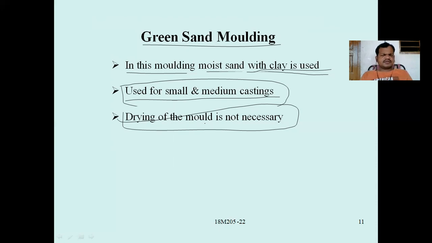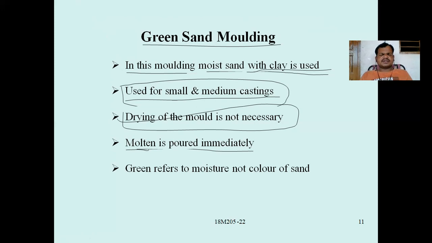And molten metal is poured immediately in green sand molding. After preparing the mold, you can pour it immediately. No need to wait and no need for different operations. Green refers to moist, not the color of the sand. Green means moisture, the moisture percentage in the sand.